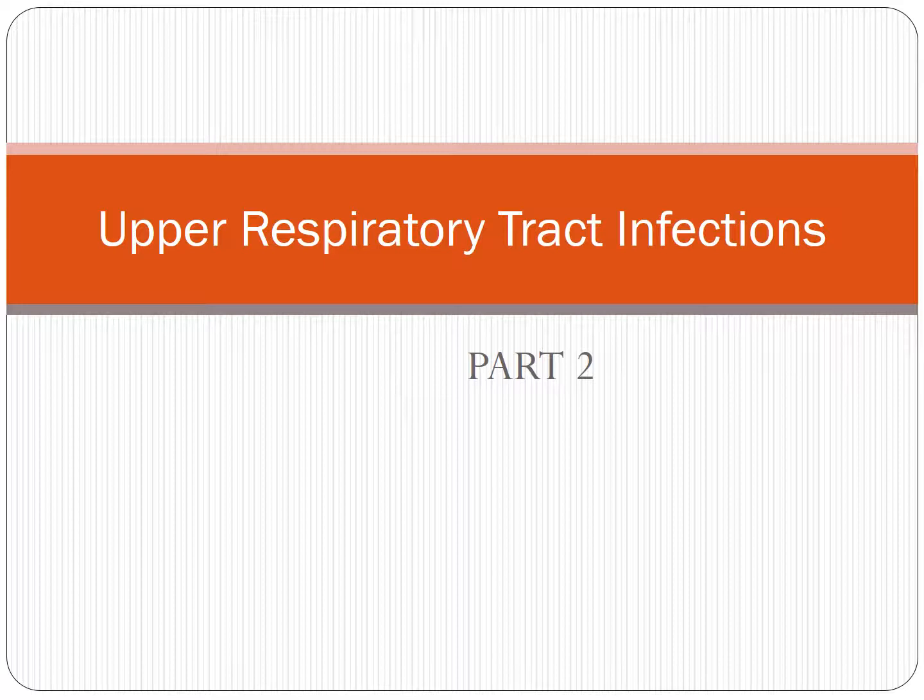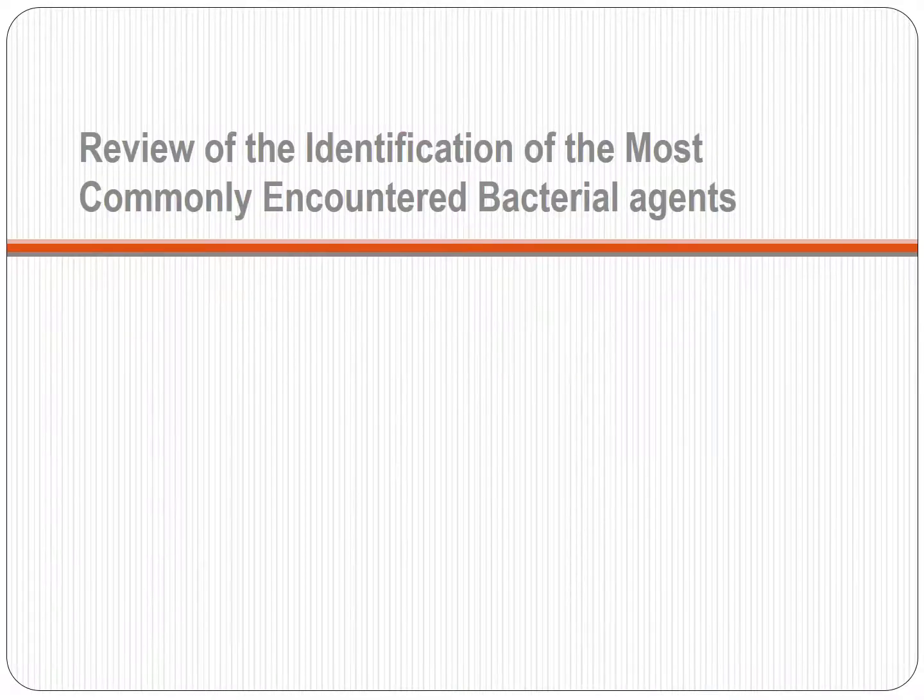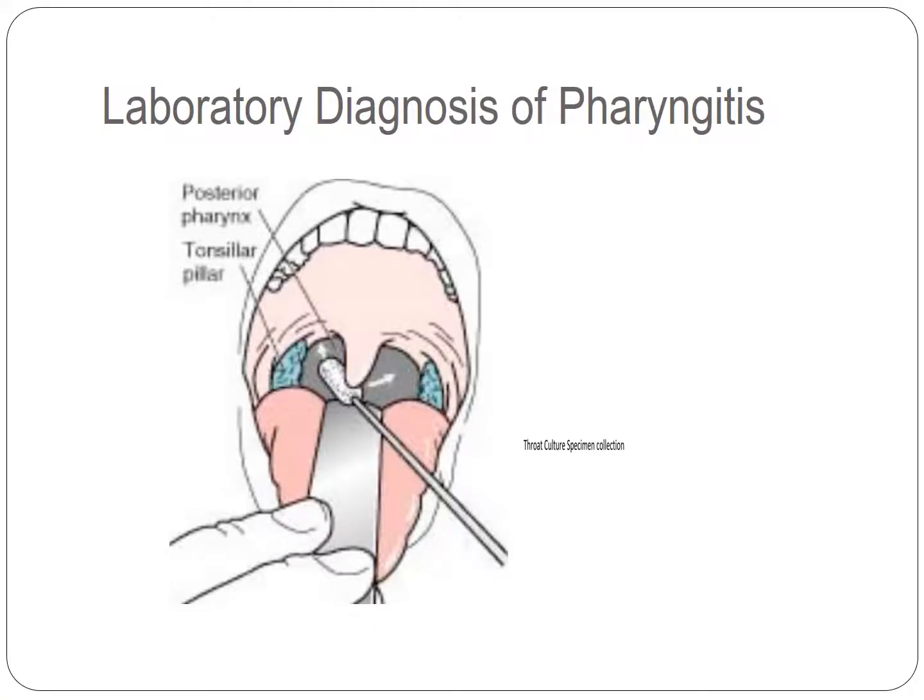So let us review the laboratory diagnosis of infectious agents involved in the upper respiratory tract infections that we previously talked about. Now, because the upper respiratory tract is involved, samples will come from upper respiratory tract secretions. Samples will be collected from either the throat, the pharynx and tonsils, or the nasopharynx.